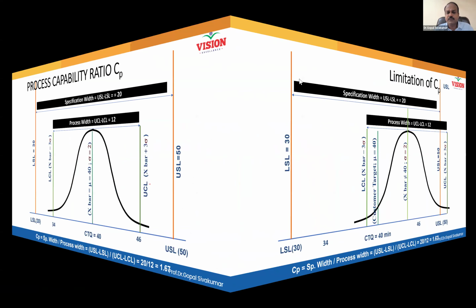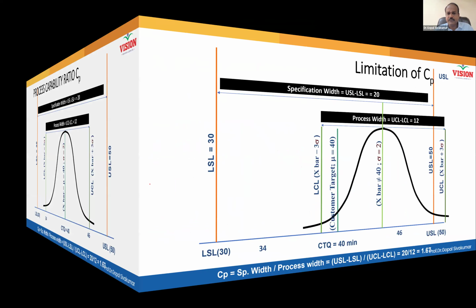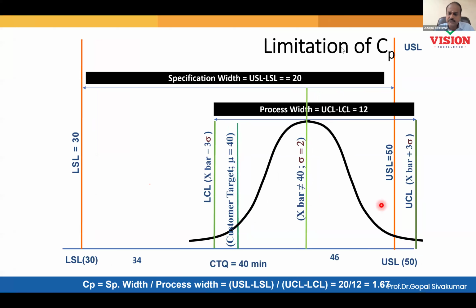And see here, what is the formula for Cp? USL minus LSL divided by UCL minus LCL. All the values are available. We get 1.67. And for the same process, but now Cp value is still 1.67. Cp still says 1.67, but do you think your process is still capable? No. That is the reason why Cp is called as a potential measure of capability. It's not the actual measure of capability.